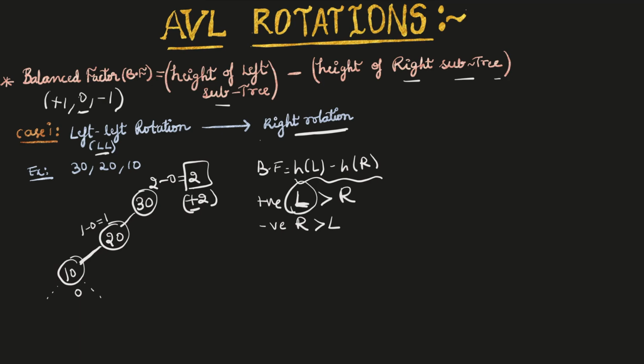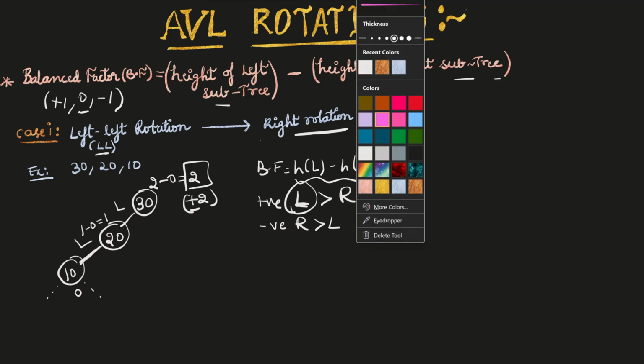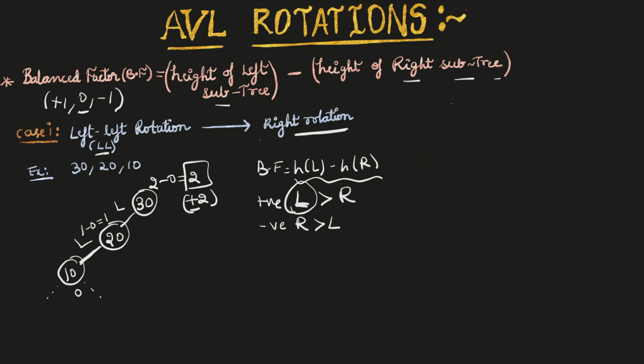So let's mark the problem. It has occurred due to insertion of 10. So it is at left, left. Now to solve this problem, we need to use right rotation. Where do we use right rotation? At the node where we have got the problem, that is 30. So we'll rotate this 30 to the right side.